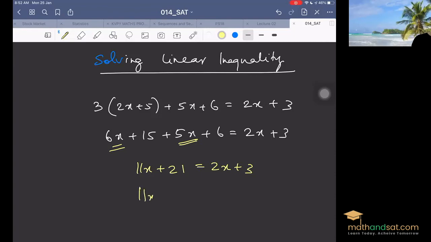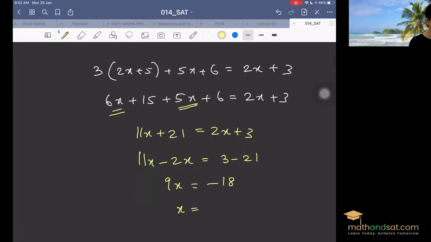So we have 11x minus 2x is equal to 3 minus 21. So we have 9x is equal to minus 18. Now in the next step, when you have 9x is equal to minus 18, what is the next step? You're dividing the entire expression by 9, right? You're basically looking at what operation is acted on the variable, and you're undoing that operation. You see that 9 is being multiplied with x. To get rid of that 9, you have to divide by 9. So you're left with x is equal to minus 2.